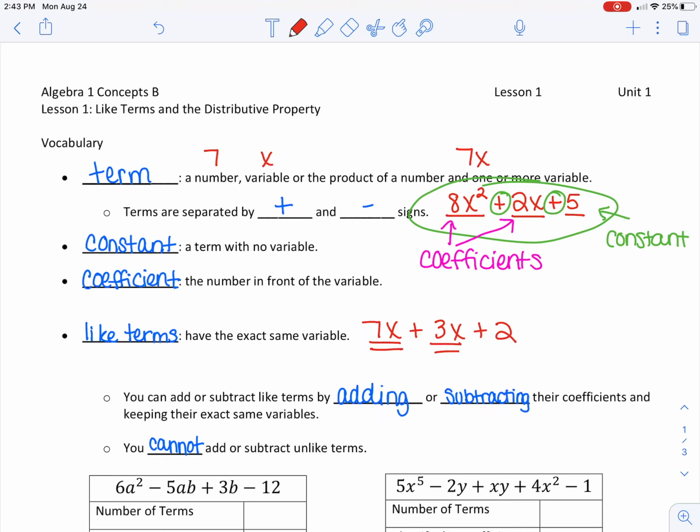So it says you can add or subtract them. Well, since there's a plus sign between the two, we're going to go ahead and add. So 7x and 3x, we're adding what's in front. 7 plus 3 is 10. It says keep their exact same variable, so 10x. And then that 2, we just leave that because we don't have anything that goes with that 2. That's just our constant.